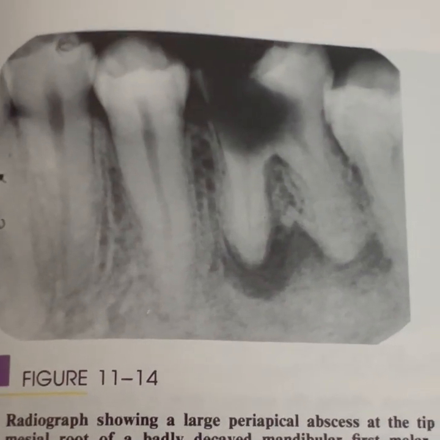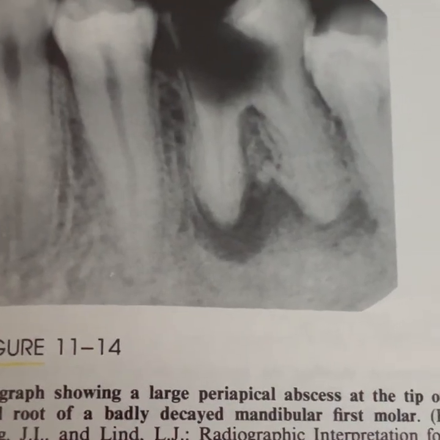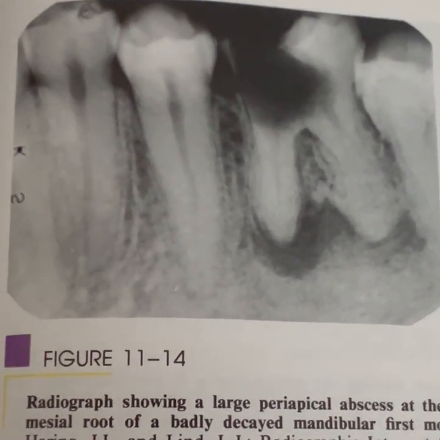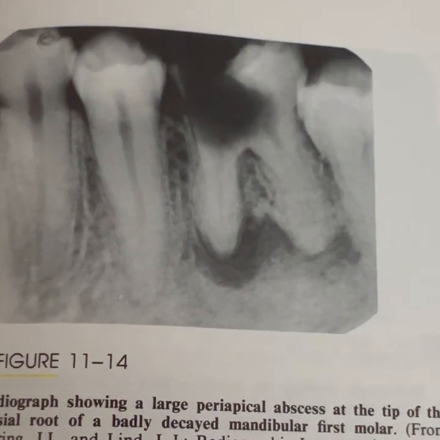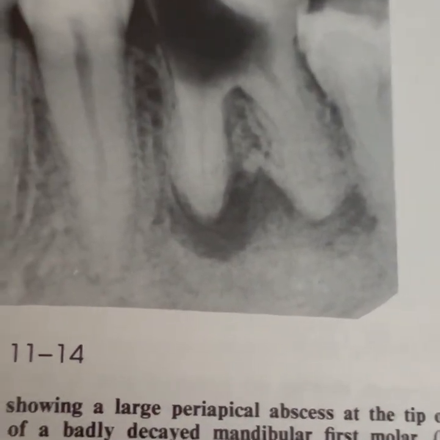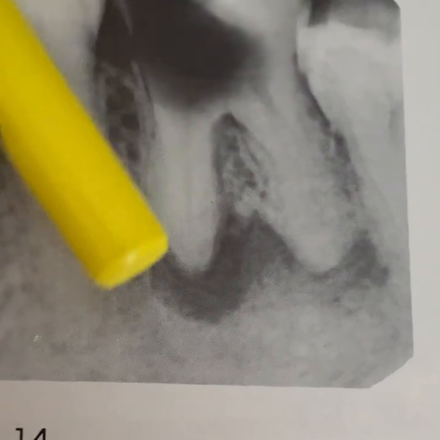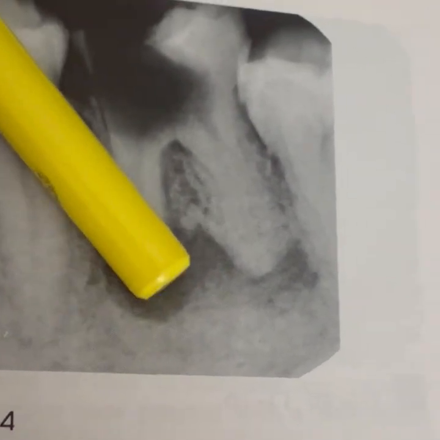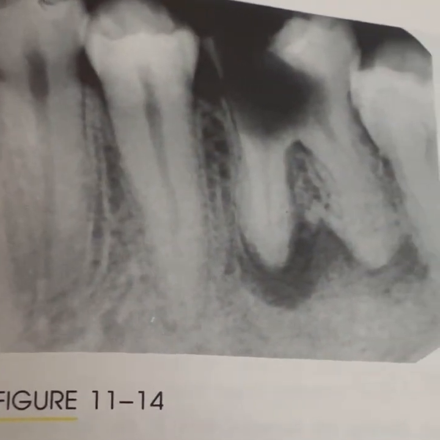So this radiograph is showing a large periapical. We talked about what periapicals are. That's the x-ray, or the PA, abscess at the tip, and that's this area right here. You see that dark shadow right around the root of that tooth? See that dark shadow right there off the tip of the mesial.